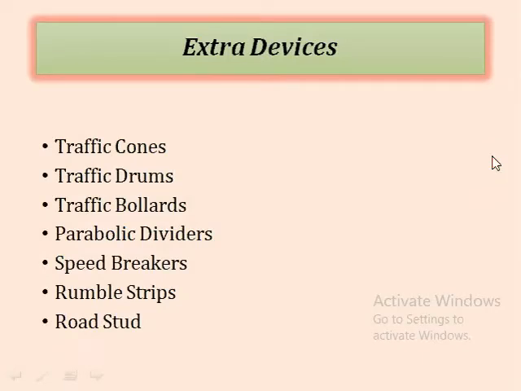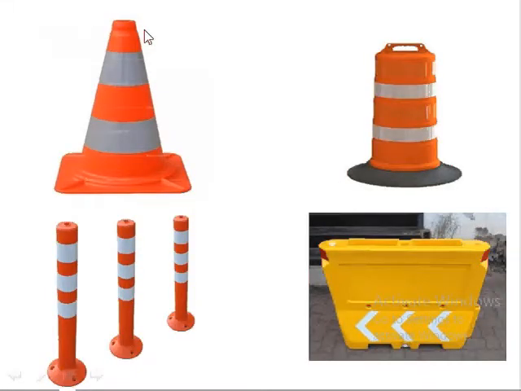There are a few extra devices which are also used by the authorities to control the traffic on roads, which includes traffic cones, traffic drums, traffic bollards, parabolic dividers, speed breakers, rumble strips, road studs, etc. I'll explain them with the help of their figures. These are known as traffic cones. These are traffic cylinders or traffic drums. These are traffic bollards. These are parabolic dividers.